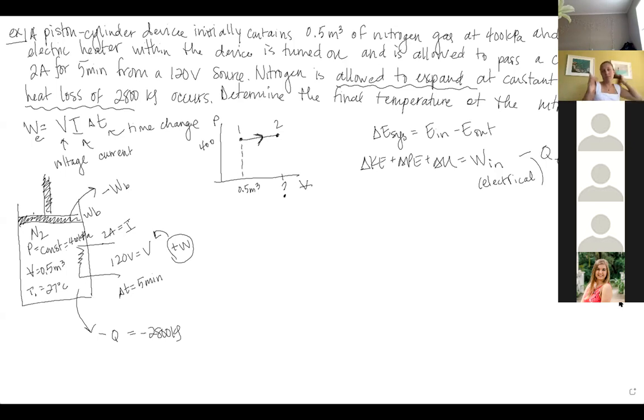So we have our equation here. We know that we don't have any kinetic or potential energy because this is a stationary system. It's not moving. It's not on a roller coaster or falling down a turbine or anything. So our equation becomes our change in energy is equal to our work electrical minus our heat minus our boundary work.